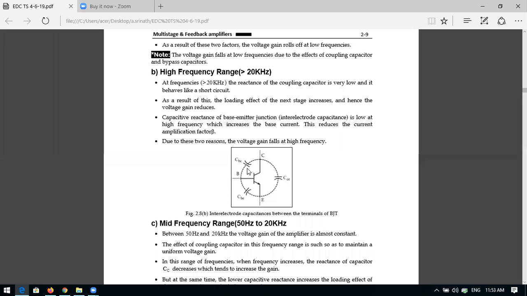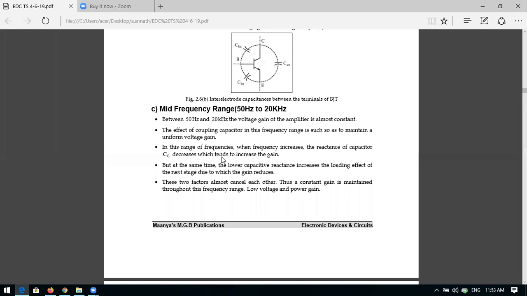So in the mid frequency range, what will happen between 50 Hz and 20 kHz? Between 50 Hz and 20 kHz, the voltage gain of the amplifier is almost constant. The effect of the coupling capacitor in this frequency range is to maintain a uniform voltage gain.